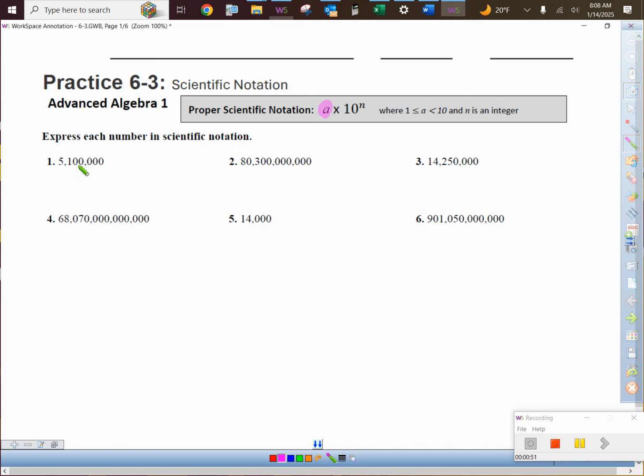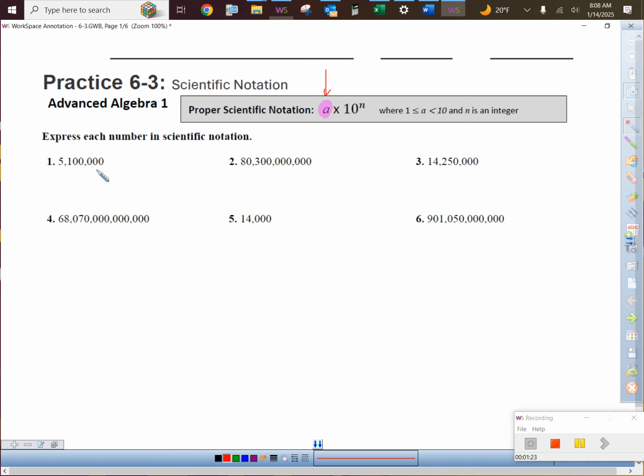But here's the real kicker: to be in proper scientific notation, this number A has to be between 1 and 10. It can be 1, but it has to be less than 10, and we'll deal with that as we go. So first, let's take these normal numbers and put them in scientific notation.